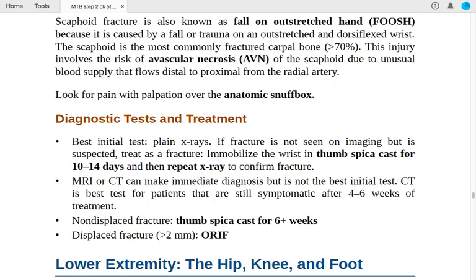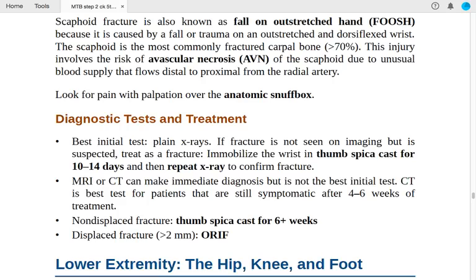Fracture is not seen on imaging but it is suspected, so you can go for the treatment on the basis of suspicion. You are going to immobilize your patient, especially the wrist, in a thumb spica cast for 10 to 14 days and then repeat the x-ray to confirm the fracture. You're just going to apply the thumb spica cast splint for 10 to 15 days, and you have to repeat the x-ray in order to confirm the fracture.